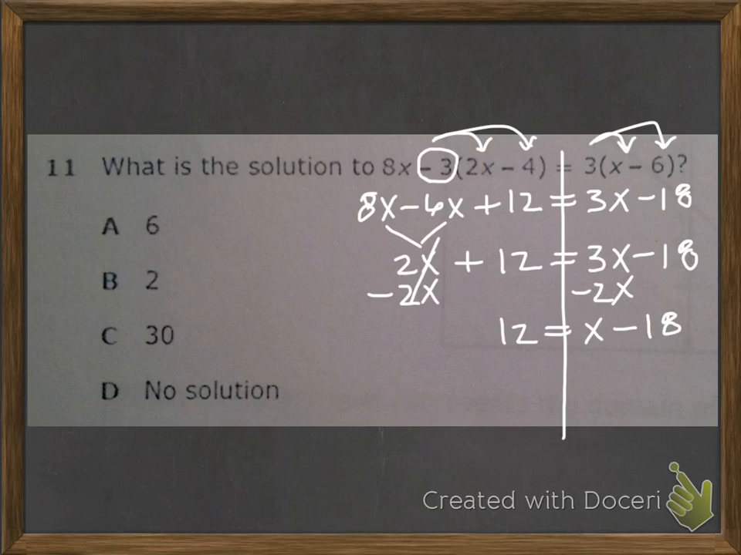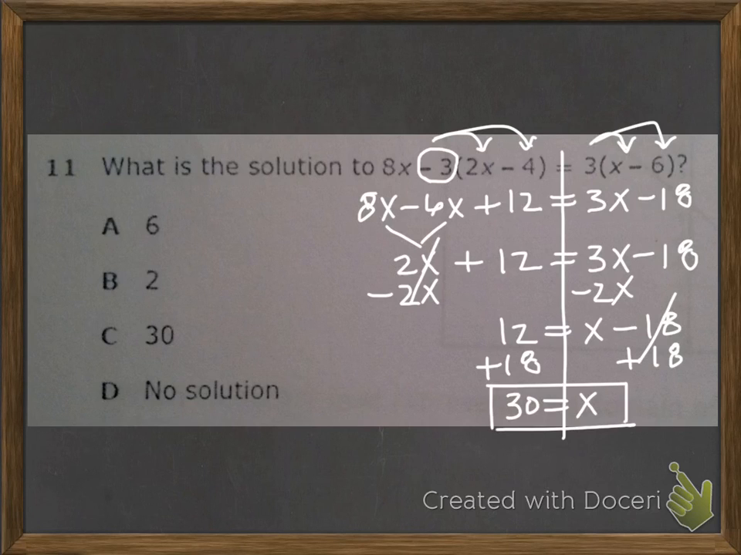Now we're going to move our constants to the other side, to the left. So the minus 18, I'm going to add to both sides. 12 plus 18 is 30 equals x. There is my answer.